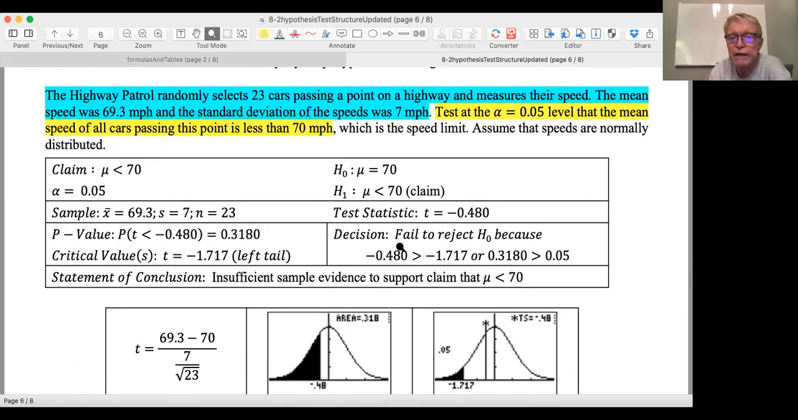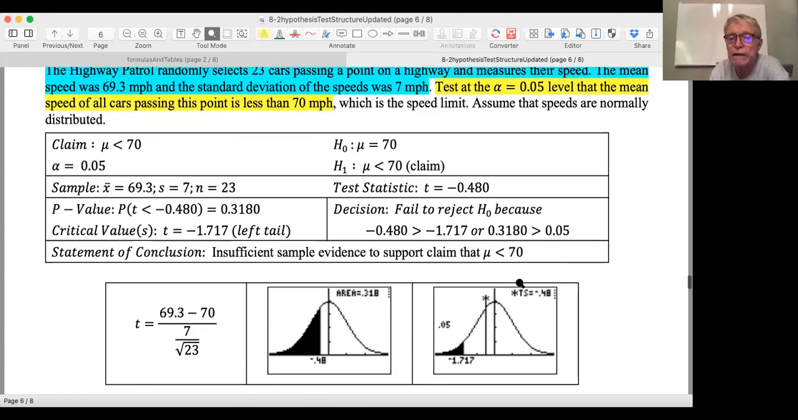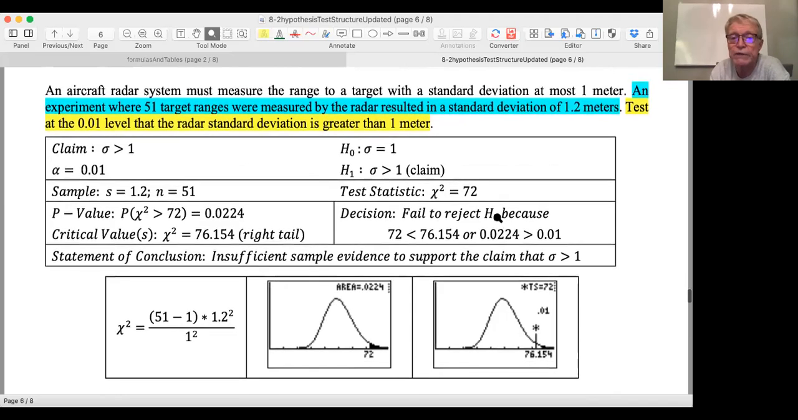Our decision in this one is we failed to reject H0. The original claim was mu less than 70. So we're basically saying there's not sufficient evidence, and I'm calling it sample evidence. There's not sufficient evidence to support the claim, and then we repeat it, mu less than 70. In this one right here, we failed to reject H0, and the claim, again, did not include equality. So there is not sufficient sample evidence to support the claim that sigma is greater than 1. Basically, that pretty much says the same thing that's in that.